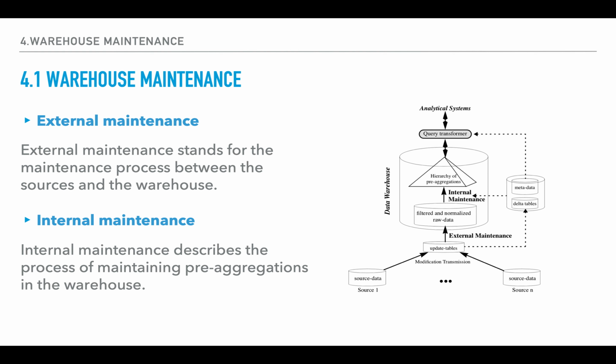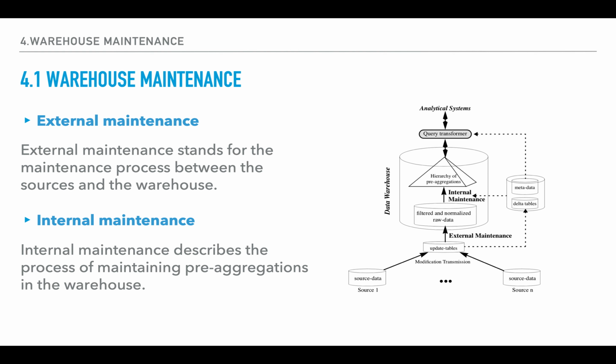After talking about view maintenance, we can talk about warehouse maintenance. As you can see, there are two kinds of maintenance, external maintenance and internal maintenance. Because in most cases changes to source data are transmitted periodically to the warehouse, external maintenance can only be done periodically. After the transmission, the modifications are stored in an update table to separate the moments of transmission from the moments of maintenance. There is one update table for each source relation with an extra attribute to indicate the modification type. Besides the update table, data tables are used for deferred and snapshot views.